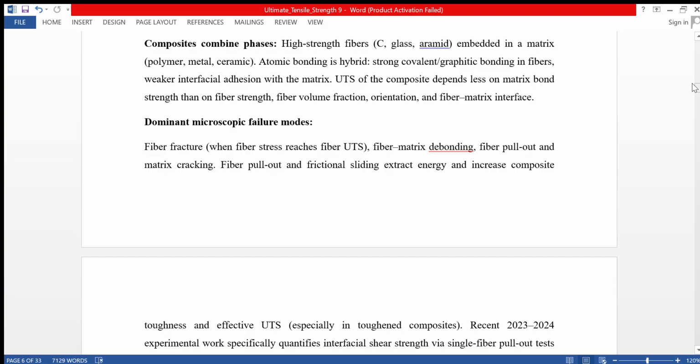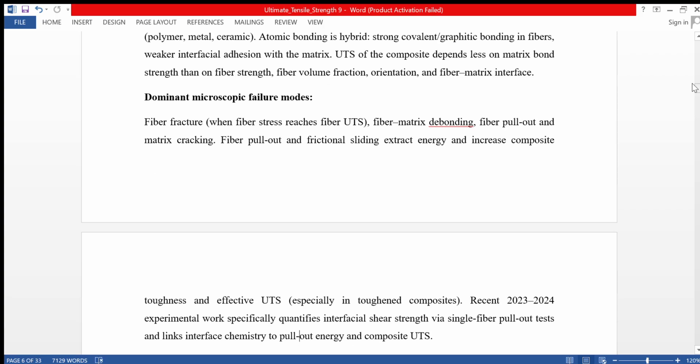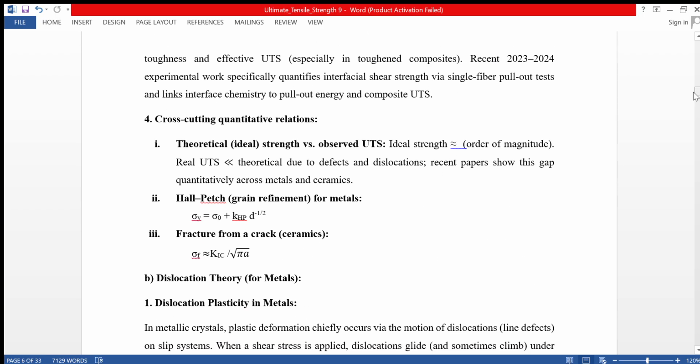Recent 2023 to 2024 experimental work specifically quantifies interfacial shear strength via single fiber pullout tests and links interface chemistry to pullout energy and composite UTS. Next point is cross-cutting.